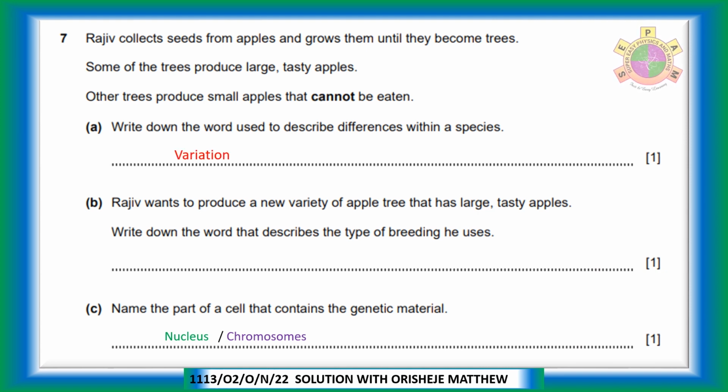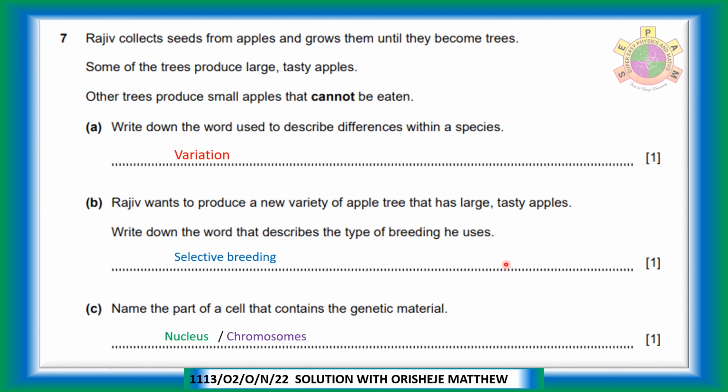That is variation. So variation is the biological term used to describe differences within a species of an organism in an ecosystem. Raji wants to produce a new variety of apple tree that has large tasty fruit. Write down the word that describes the type of breeding he uses. It's called selective breeding. Do not write genetic modification.